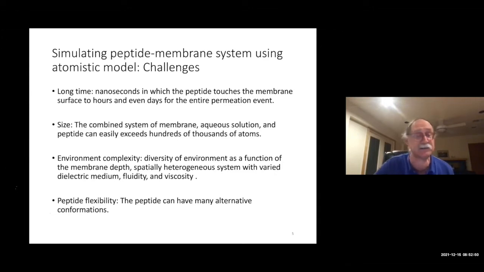When you pass inside to the membrane, this diversity of different environments is definitely far from homogeneous. It's going to change as a function of membrane depth, as the peptide is going in more and more inside. It is partially heterogeneous. There's a different dielectric, there's different fluidity and viscosity. And on top of all these problems, or challenges, the peptide is of a length of 30 amino acids, which is unstructured in water, is very flexible. And somehow we need to make sure that we are sampling at least the important conformations of the peptide when we are doing this type of calculation.